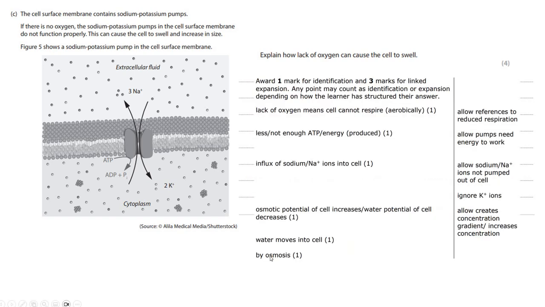So, a lack of oxygen means that the cell cannot respire. Therefore, less energy or ATP is given off. There is an influx of sodium into the cell. The osmotic potential of the cell increases, or the water potential of the cell decreases. I'd probably go for that one. The water potential of the cell decreases because sodium has been pumped in. Water moves into the cell by osmosis because of the lower water potential.